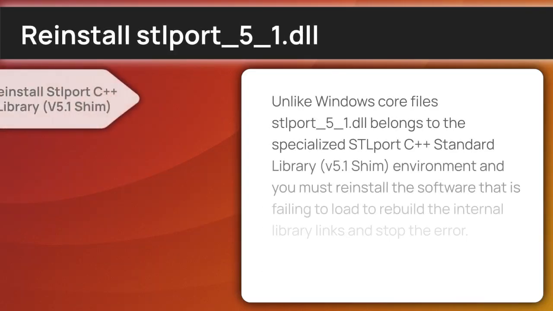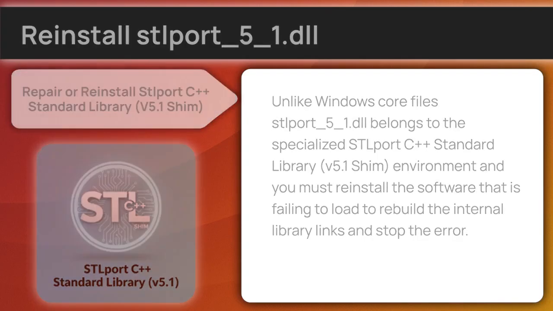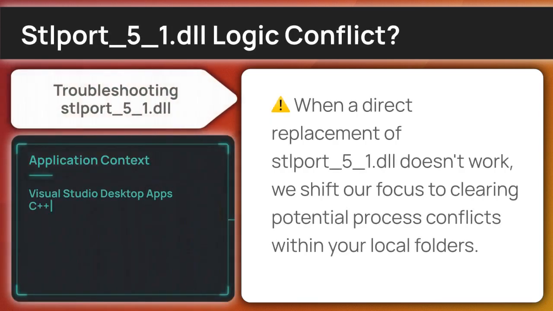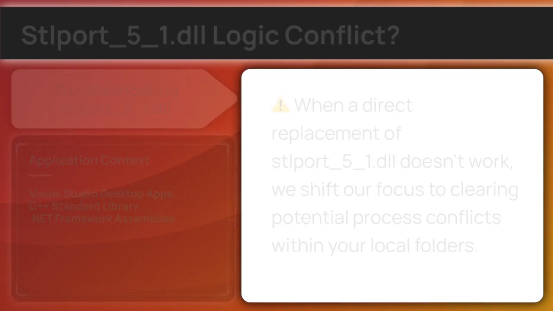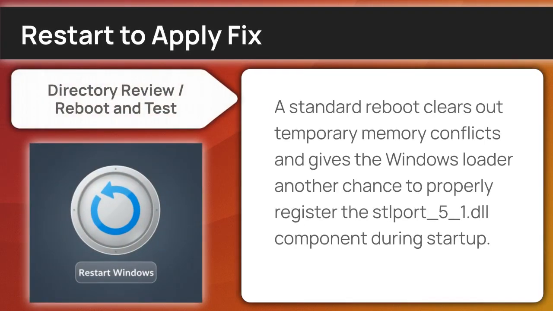Unlike Windows core files, STLport version 5.1 DLL belongs to the specialized STLport C Standard Library, version 5.1 shim, environment, and you must reinstall the software that is failing to load to rebuild the internal library links and stop the error. If you're still seeing the missing file notification, we should attempt to force a synchronization between the software and the OS. A quick system restart is a practical way to ensure that all shared libraries, including STLport version 5.1, are being loaded correctly into the current session's memory.